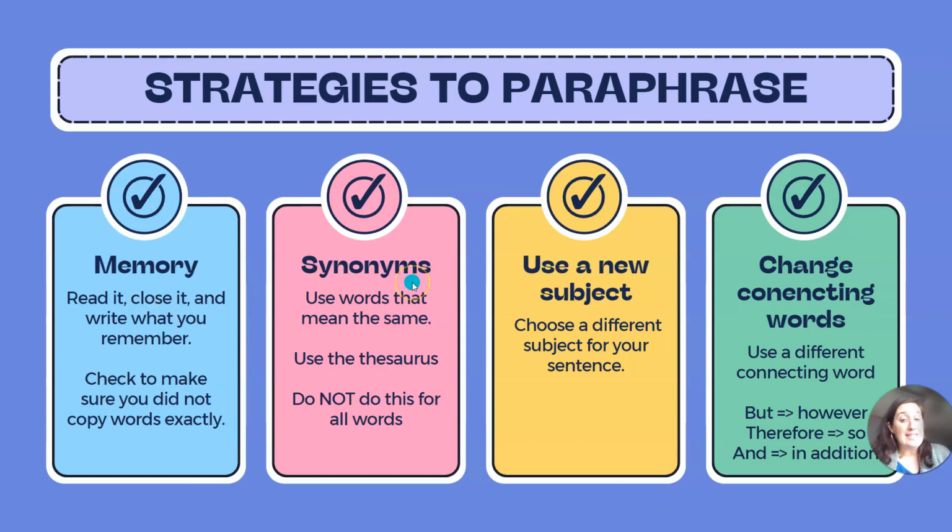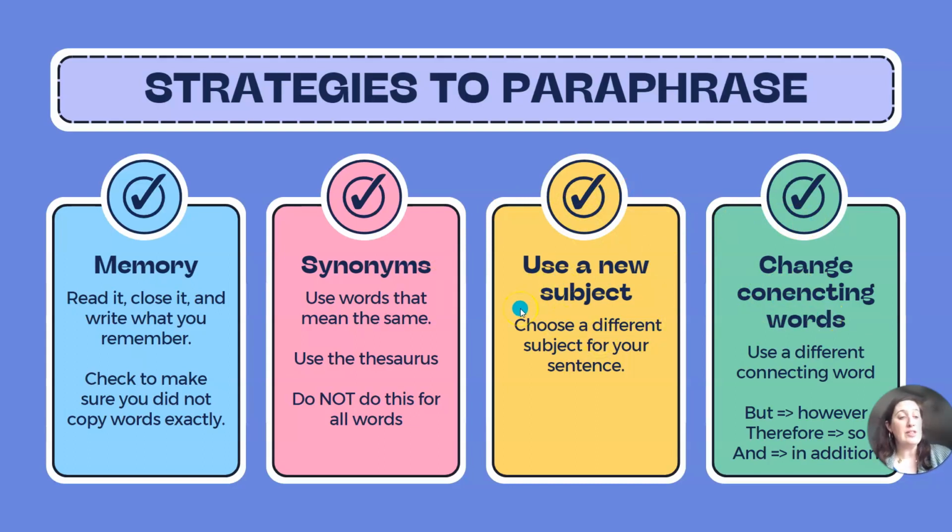So another way is synonyms. We talked about this a little bit, using words that mean the same. There is something called the thesaurus. You can search for it. And the thesaurus helps you search for words that have the same meaning as a word. Remember, don't use a thesaurus or substitute word for word when you paraphrase. You should also use one of the other two strategies, using a new subject or changing the connecting words.